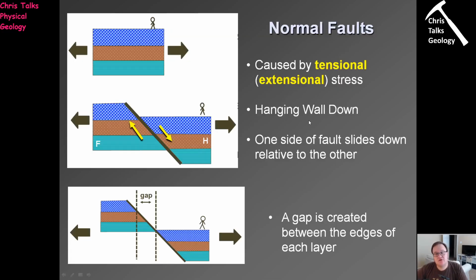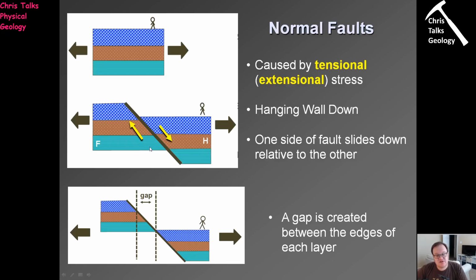All right, so normal faults. Normal faults are produced in tensional regimes, where we have extension of the crust. In the case of a normal fault, the hanging wall drops down relative to the footwall, so one side of the fault slides down relative to the other. Now, by allowing the hanging wall block to drop down relative to the footwall block, what do we do? We simply increase the distance from this side of the fault to this side of the fault.